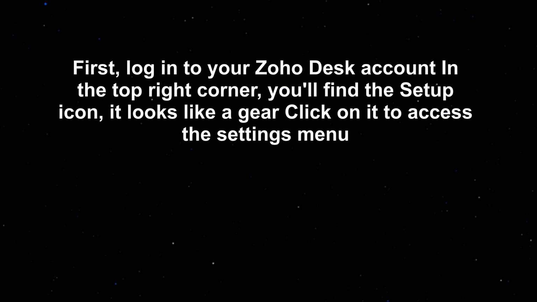Let's dive in. First, log into your Zoho Desk account. In the top right corner, you'll find the setup icon. It looks like a gear. Click on it to access the settings menu.